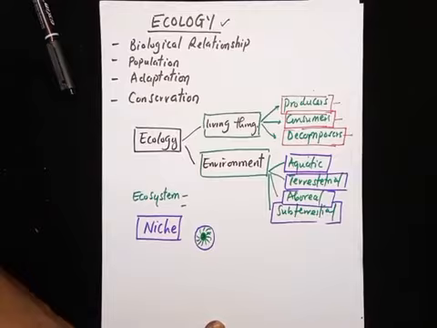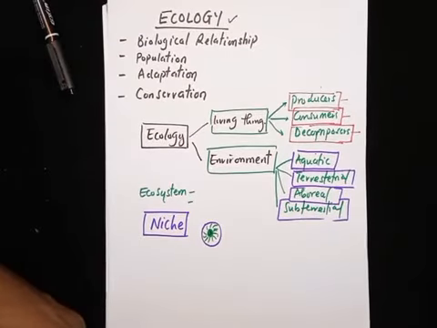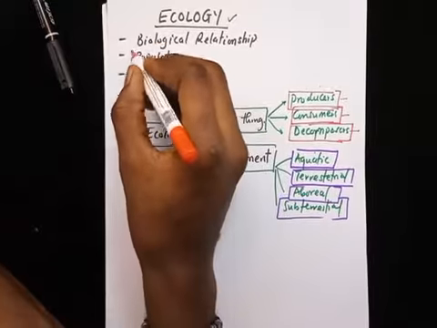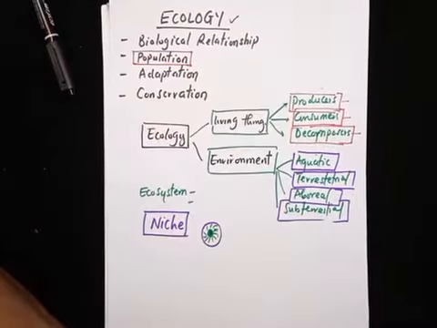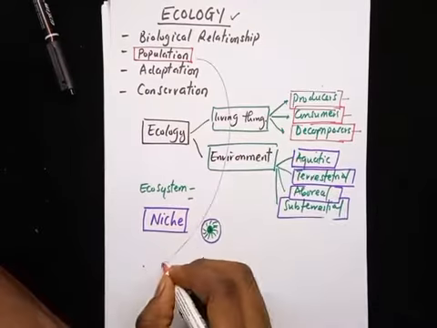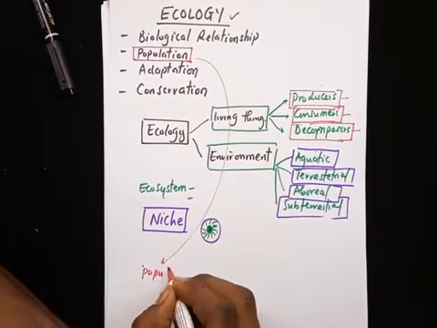Now that we've gotten the tree diagram, we need to define some terms. I told you we're going to do a lot of definitions. So I want us to look at this term here, population. So what is a population?